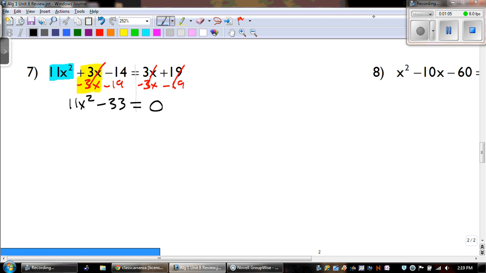Okay, so there's no linear term, which means we can use SADMAP. Now, if you wanted to do the quadratic, you could. A would be 11. There's no B term, so B is 0, and then C is negative 33. That's if you want to do that, but I'm going to do SADMAP. So first thing I do is add 33 to the other side, and we get 11x squared equals 33.